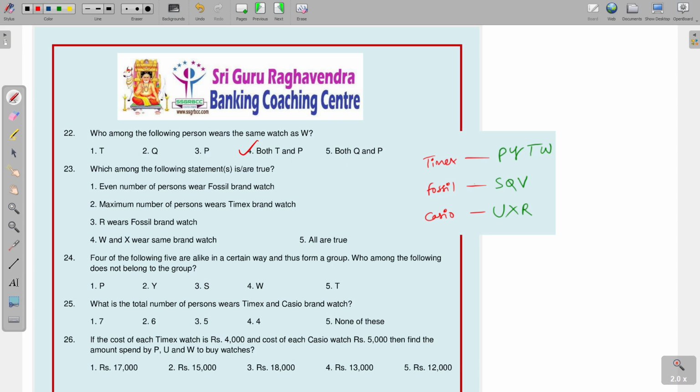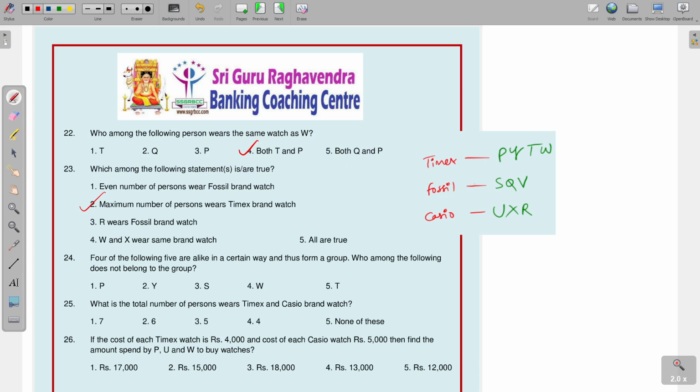So see, even numbered people wear Fazil brand. Maximum people wear Timex watch. So question number 24. Which among the following does not belong to the group? P, Y, S, W and T.